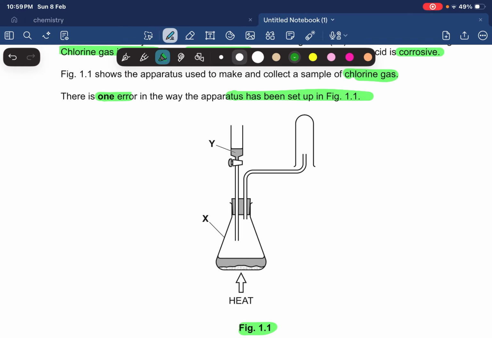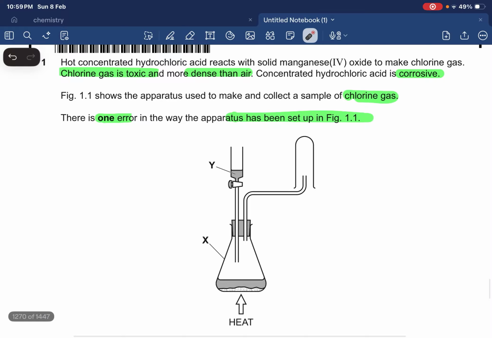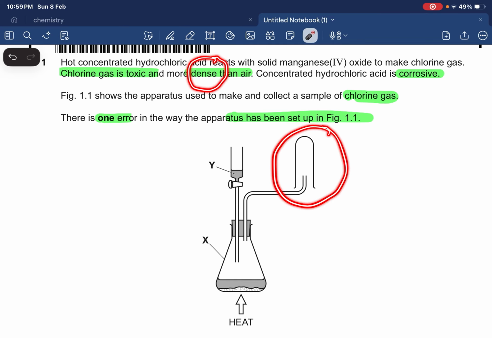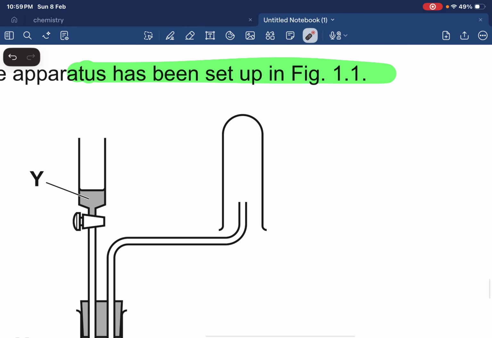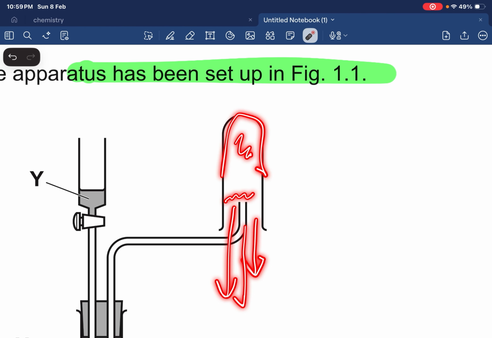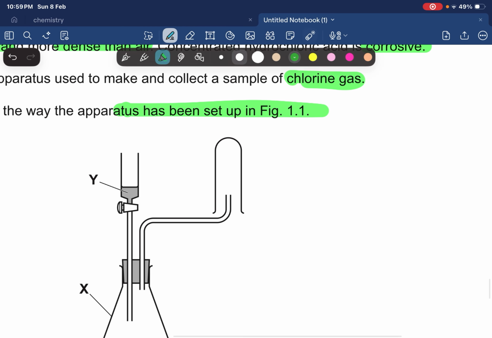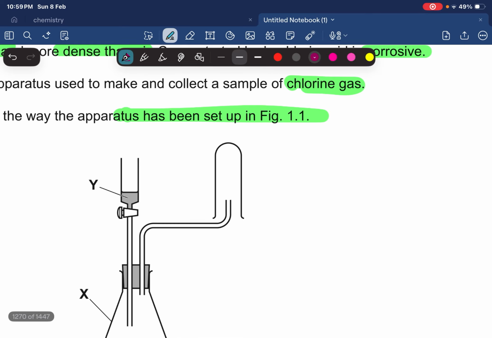We've got to figure out the error. I believe if you know this, when something is denser than air, we don't collect it by upward delivery, we collect it by downward delivery. Why? Because if it's more dense than air, let me explain this to you. Chlorine is more dense than air, and when something is more dense, it falls down. It's going to fall out of this test tube. It's not going to be collected in this test tube. So in order to make this apparatus work, you need this to be downwards like this, and then collected in a test tube, something like this over here. Chlorine gas can easily be collected because it's more dense, it's going to sink downwards, right?